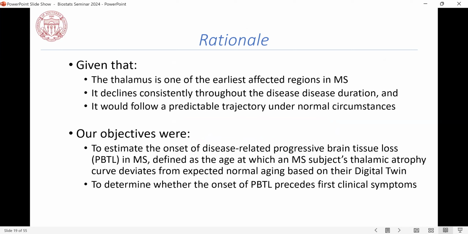Now let's talk about our study rationale. The thalamus is one of the earliest affected regions in MS. It declines consistently throughout the disease duration, and it follows a predictable trajectory under normal circumstances. So when we proceed with the study and ask people to do a lot of intense work, we have to have a good rationale to segment out the thalamus through thousands of images. It takes probably a couple hours per scan.